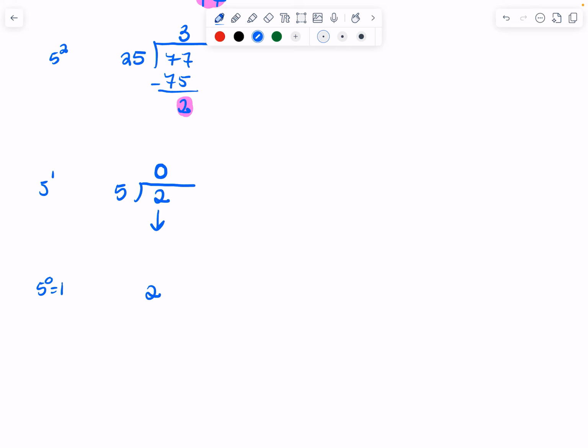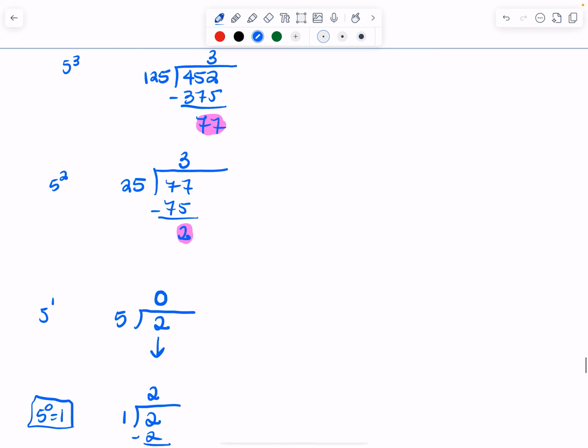So I'm going to take the remainder of 2 and divide it by the next positional system down, which is 5 to 0, which is 1. 1 goes into 2 two times, and then I'm good. Once you get down to the base raised to the 0, you are finished, okay? So now I just have to write up my answer.